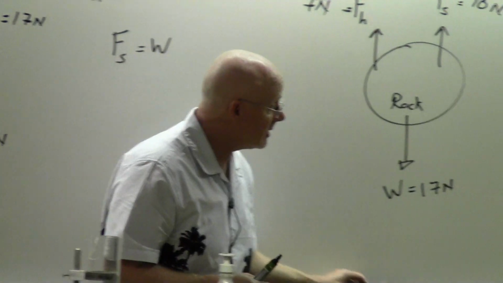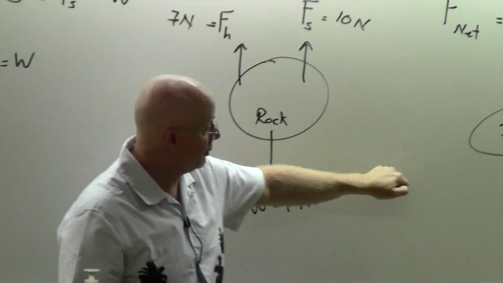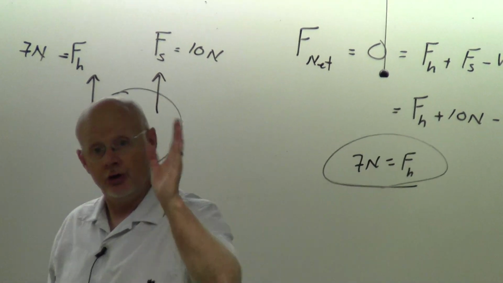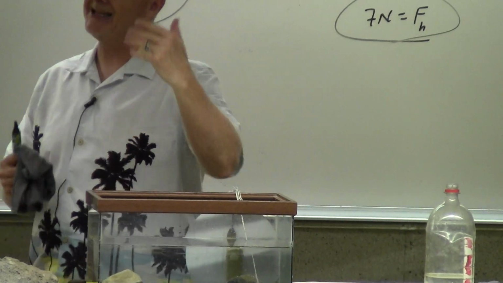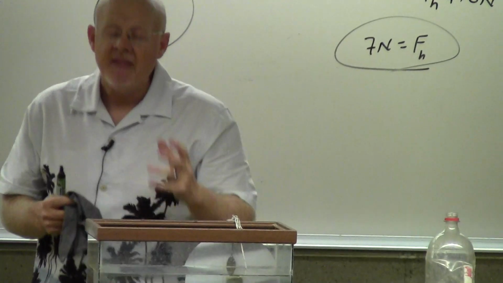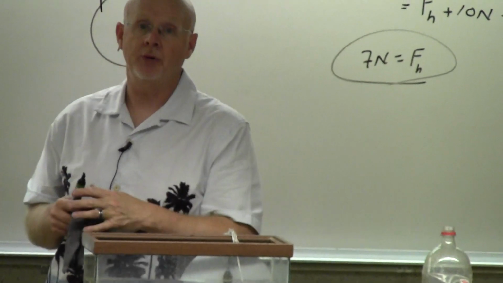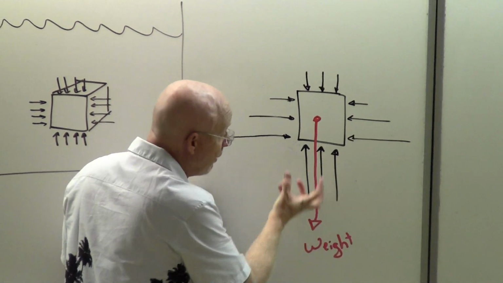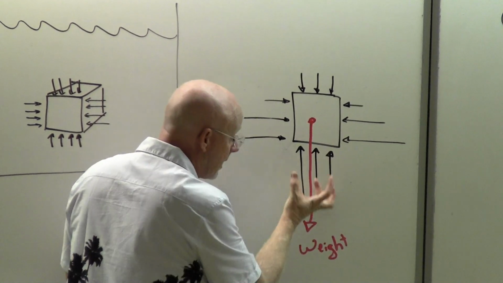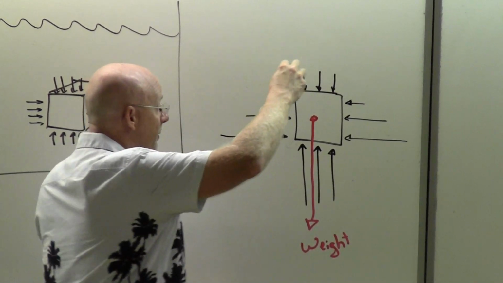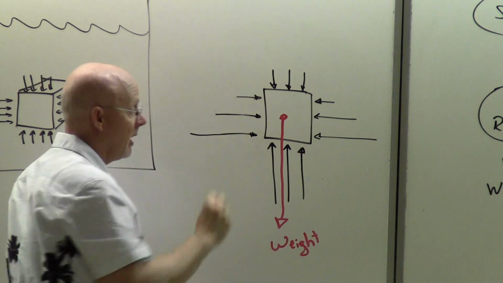And in this case, instead of my hand pushing up with 7, I hope you saw that the scale dropped down by 7, right? It went from 17 down to 10. It dropped by 7. That's because the water was pushing upward. And this is why the water pushed upward. The pressure at the bottom of the rock was greater than the pressure at the top of the rock.